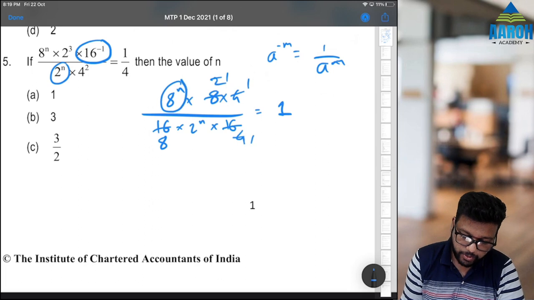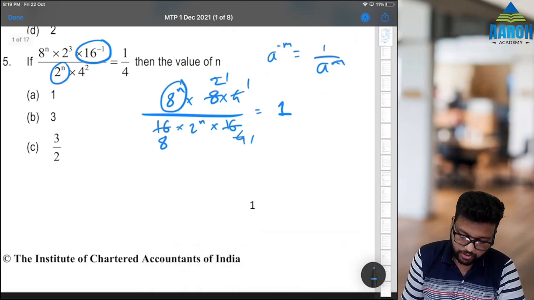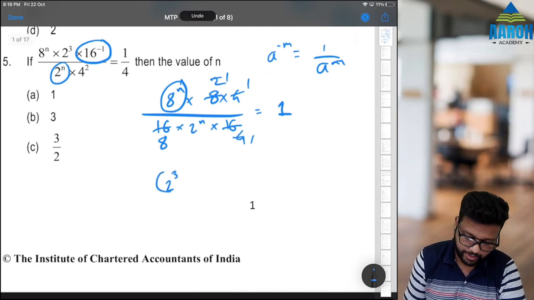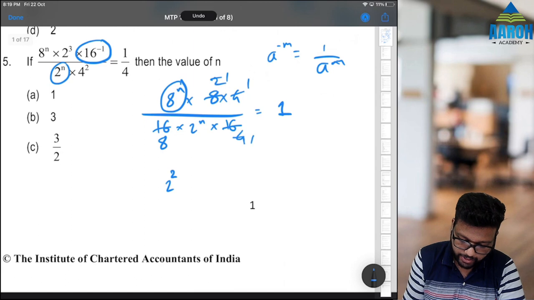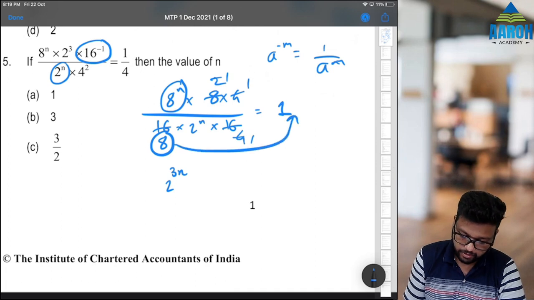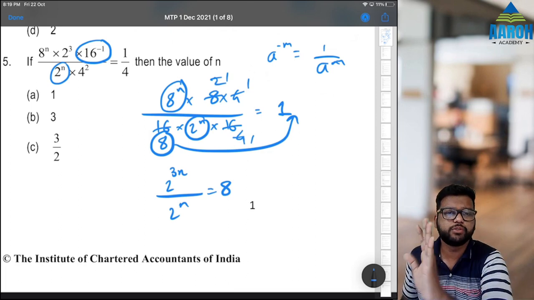Now 8 raised to n can be written as, instead of 8 raised to n, can I write it as 2 cube raised to n, which means 2 raised to 3n, right? So it is 2 raised to 3n, sorry. This 8, let's take it here now to right hand side, divided by 2 raised to n is equal to 8. Only this much is remaining, check. 2 raised to 3n by 2 raised to n is equal to 8.